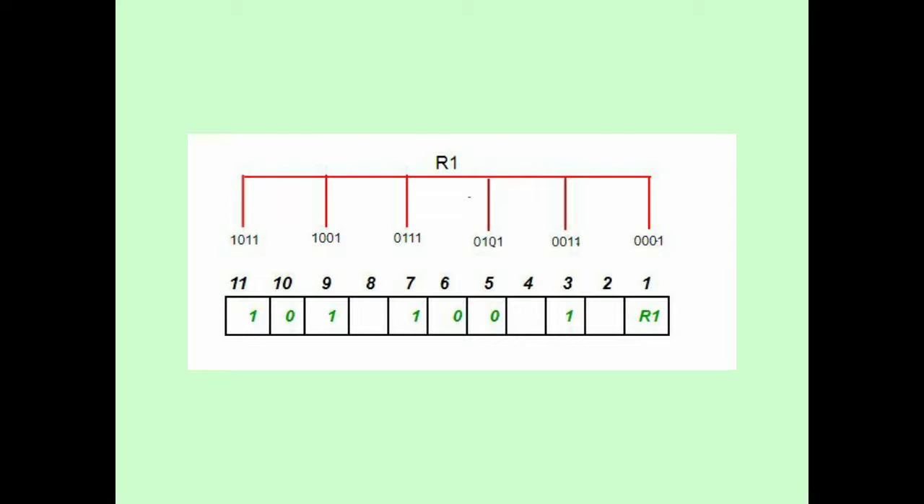Now, how to calculate R1, redundancy bit 1? Redundancy bit 1 counts which bits? 1, 3, 5, 7, 9, 11. You can see for 1 the representation is 0001. For 3 the representation is 0011. For 5, 0101. 7, 0111. So that is the binary equivalent of these decimal numbers.